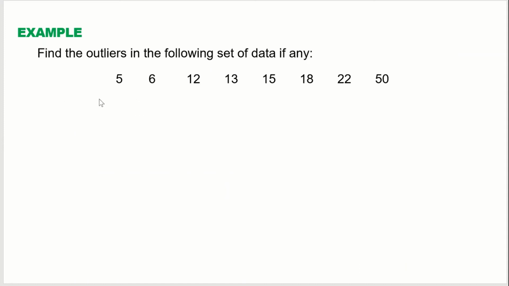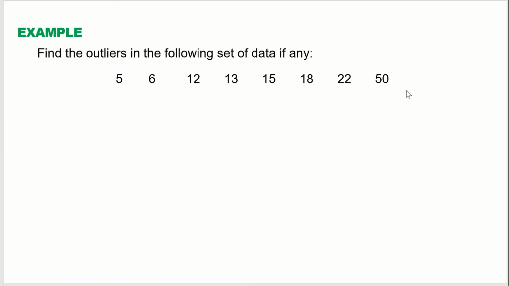Okay, here is the third example on quartiles, and in this example we are asked to find the outliers in the following data. So when we say outliers, outliers are any values which are extremely lower compared to the given data set or extremely higher when compared with the given data set.